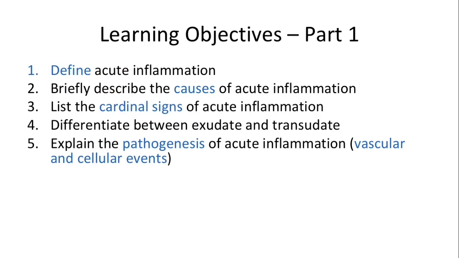So what will be covered in this part of the lecture is as follows. At the end of part one of this lecture, you should be able to define acute inflammation, briefly describe the causes of acute inflammation, list the cardinal signs of acute inflammation, differentiate between exudate and transudate, and explain the pathogenesis of acute inflammation, which encompasses vascular and cellular events.